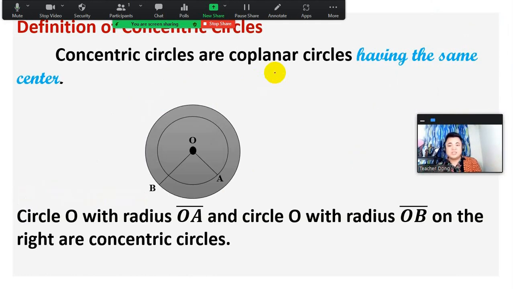Now, concentric circles are coplanar circles having the same center. So just like what you are seeing here, the circles are coinciding because they have the same center, which is point O. Okay? So circle O with radius segment OA and circle O with radius segment OB are concentric circles because they have the same center.